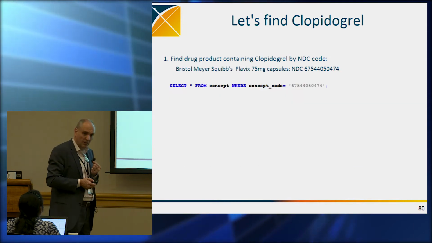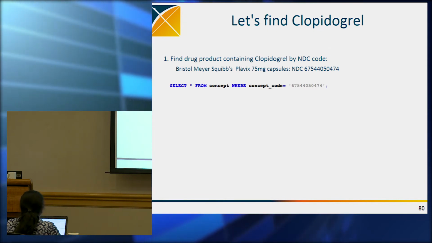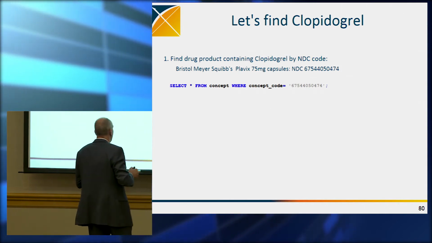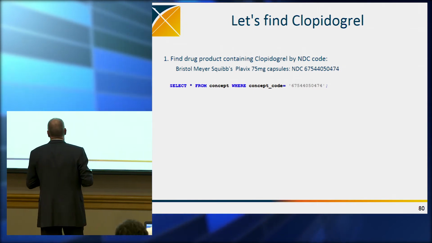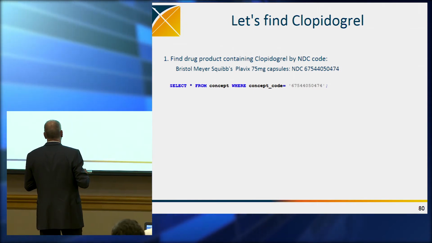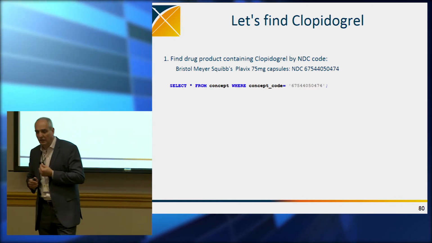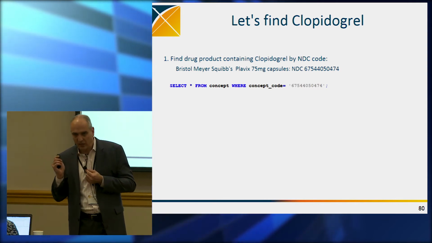Let's find Clopidogrel, not dabigatran, Clopidogrel. Let's say we have an NDC code, right? So like we had in the atrial fibrillation, we had an ICD-9 code. Now we have an NDC code. This one, it's BMS's Plavix 75 milligram capsule. Okay, that's what it is. But we want to find this thing. What do we do?